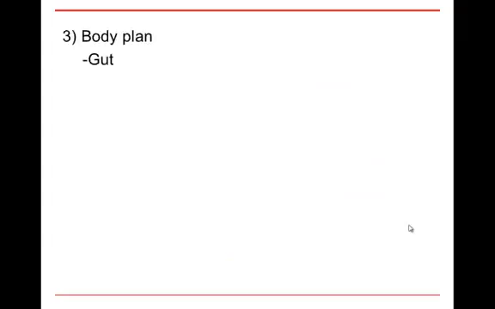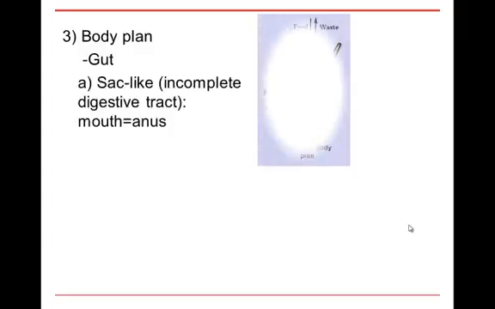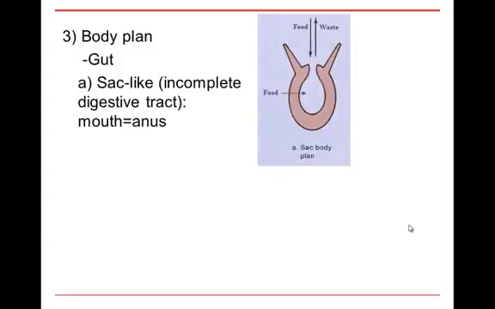And body plan has a number of manifestations. We're going to talk about having a gut and having a body cavity, these kinds of things, different features. So let's look first under body plan at a gut. And there are two types of gut that we're going to talk about. The gut should be seen as the food tube, or the gastrointestinal tract, another name for it, GI tract.